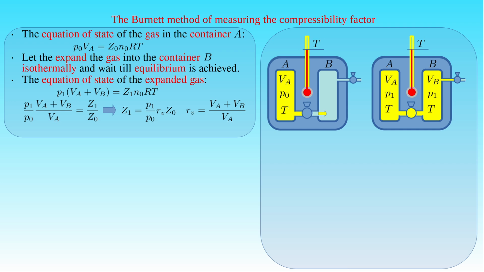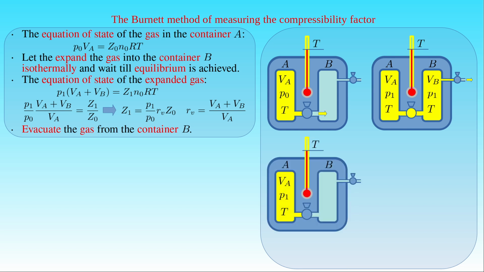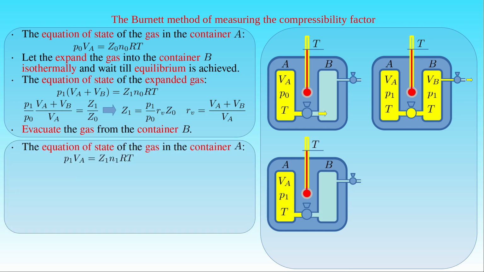Now we close the valve connecting the containers and then we open the valve of the outlet of the container B so that we can evacuate the gas from it by using the vacuum pump. After completing the evacuation of the container B and closing the valve of its outlet, we have restored the original condition but with less amount of gas in the container A at a lower pressure at the same temperature. In the second step, we measure the pressure P1 of the gas left in the container A and where the equation of state of the gas is the following.